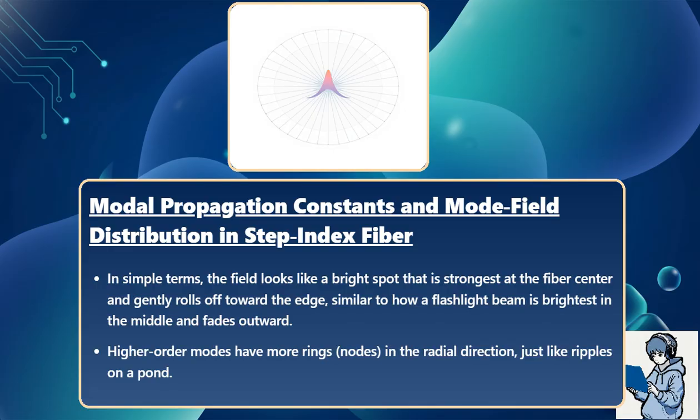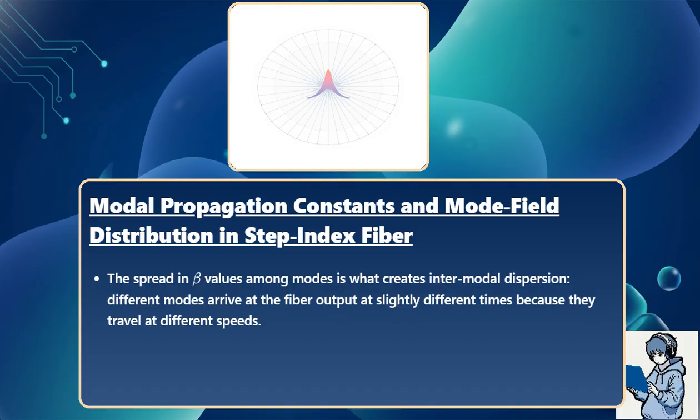Higher order modes have more rings, nodes in the radial direction, just like ripples on a pond. The spread in beta values among modes is what creates intermodal dispersion. Different modes arrive at the fiber output at slightly different times because they travel at different speeds.